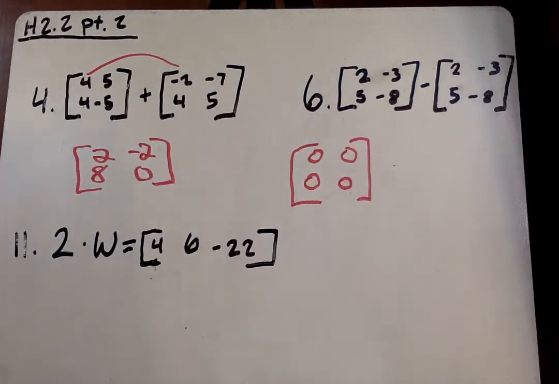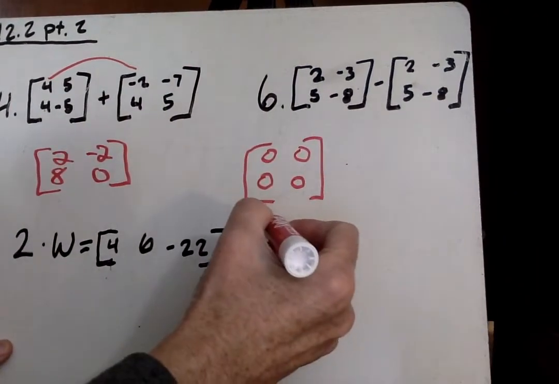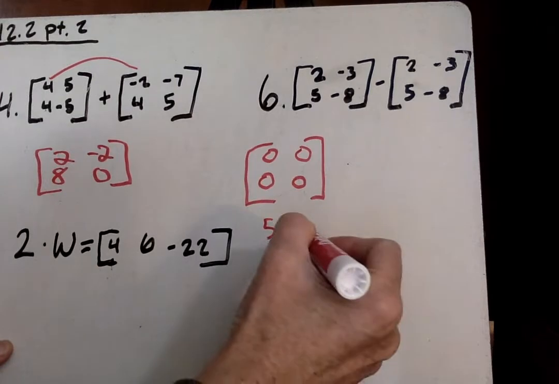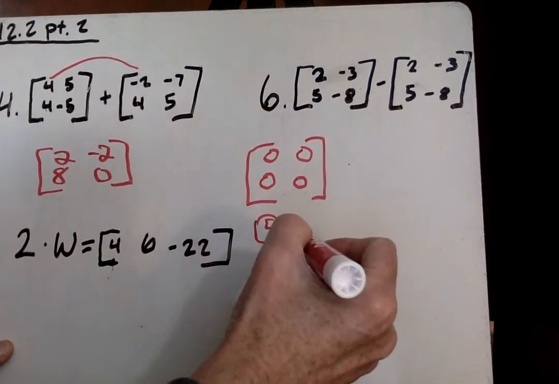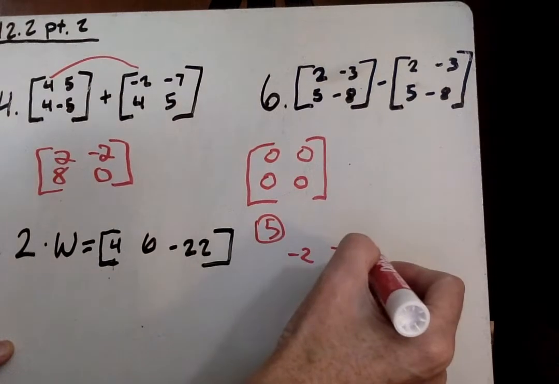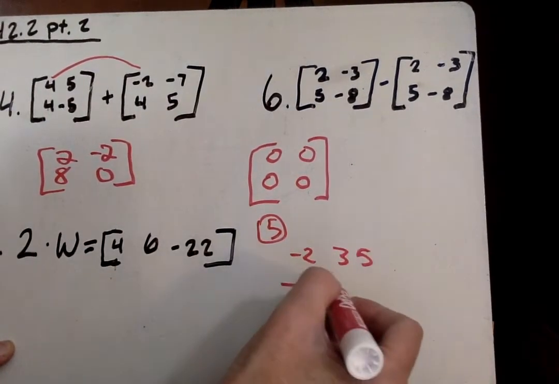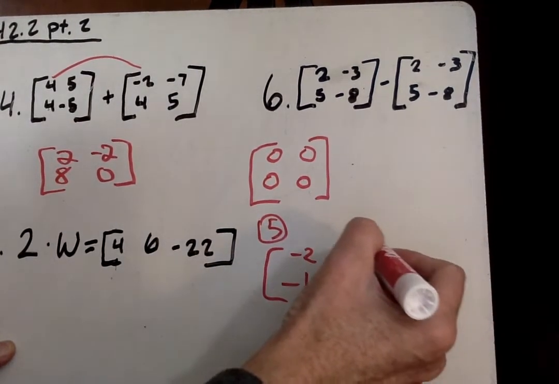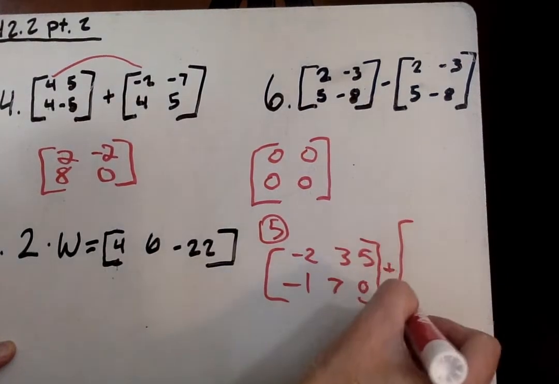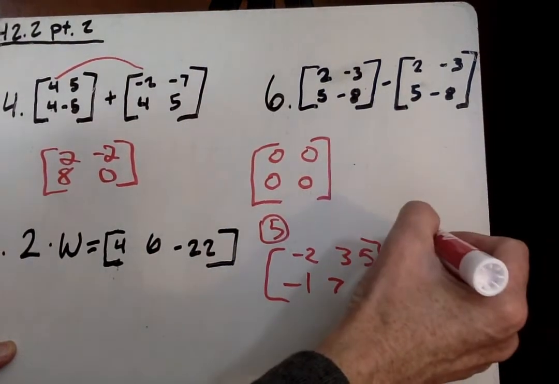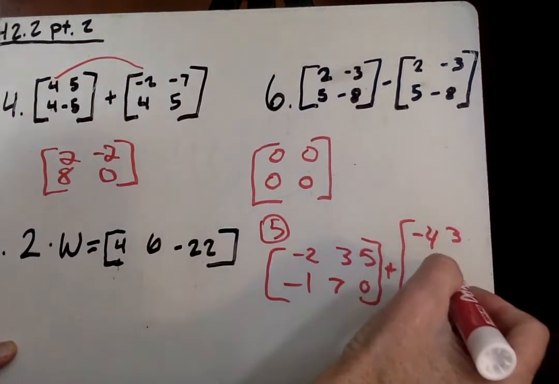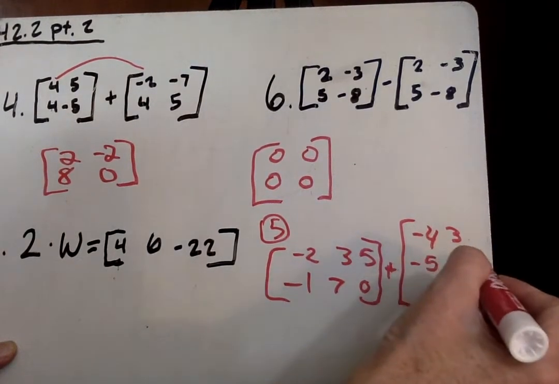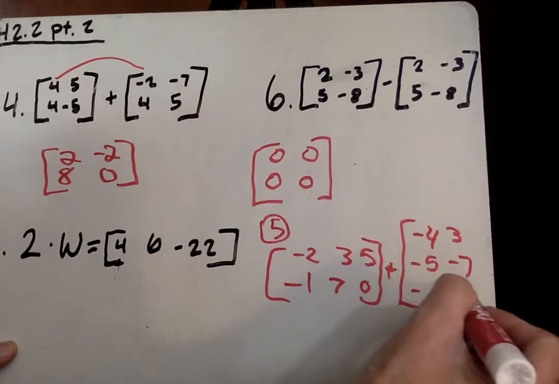Next, I was going to do number 5, but it's not written out here, so maybe I'll just add it really quick. It has -2, 3, 5, -1, 7, 0. And it says to add that to -4, 3, -5, -7, and -1, -6.